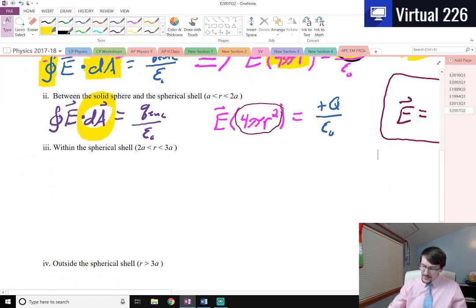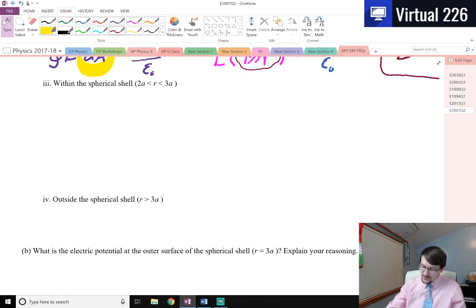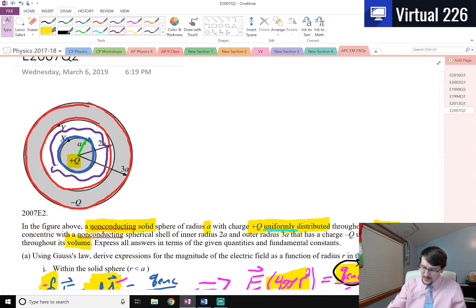Now, this third one here is actually going to be a little bit more challenging. So let's skip it just for a moment and then go to the fourth one real quick. So if we're outside the sphere at a radius greater than 3a, what's our electric field going to be if we're way out here somewhere?